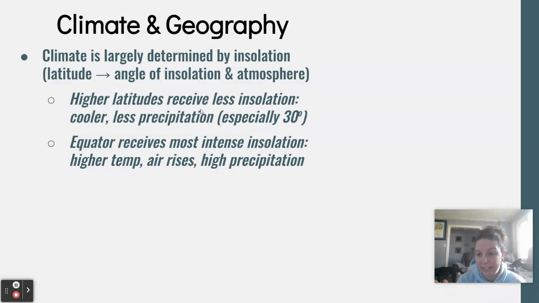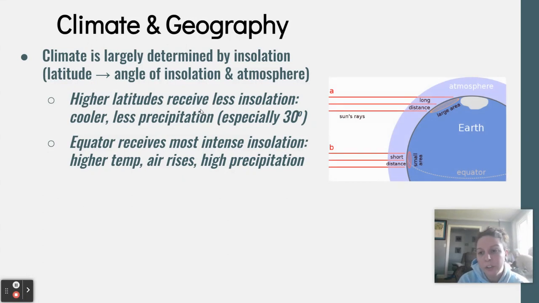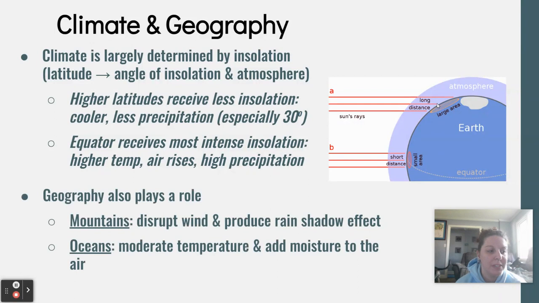So just don't forget, because this section really takes a lot of things we've talked about in the last unit or so and starts to put them together. Just remember: more insolation at our equator, less insolation at our higher latitudes. But some other things are going to play a role in climate and local weather, and that is geography. So mountains, we're going to talk about those a lot. They're going to disrupt wind. They're going to produce what we call a rain shadow.